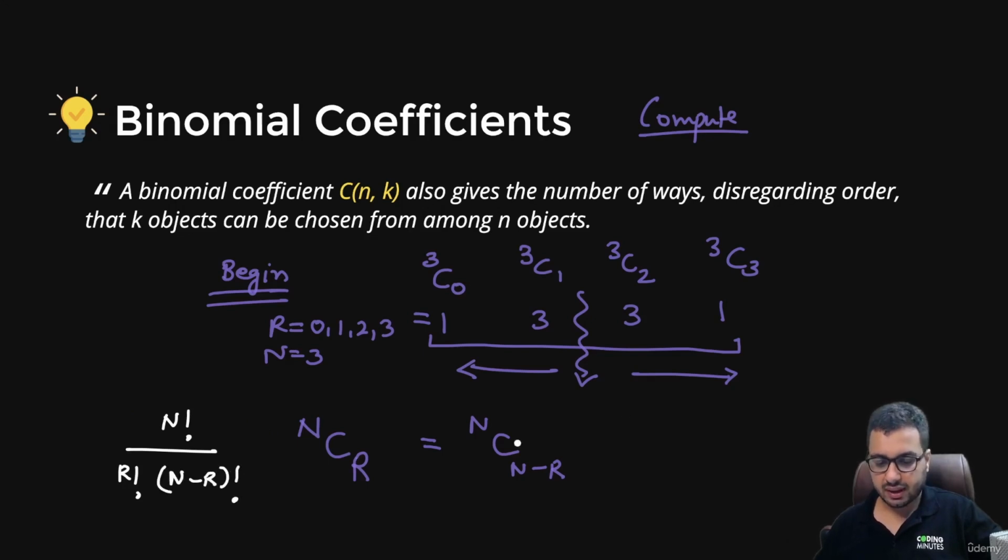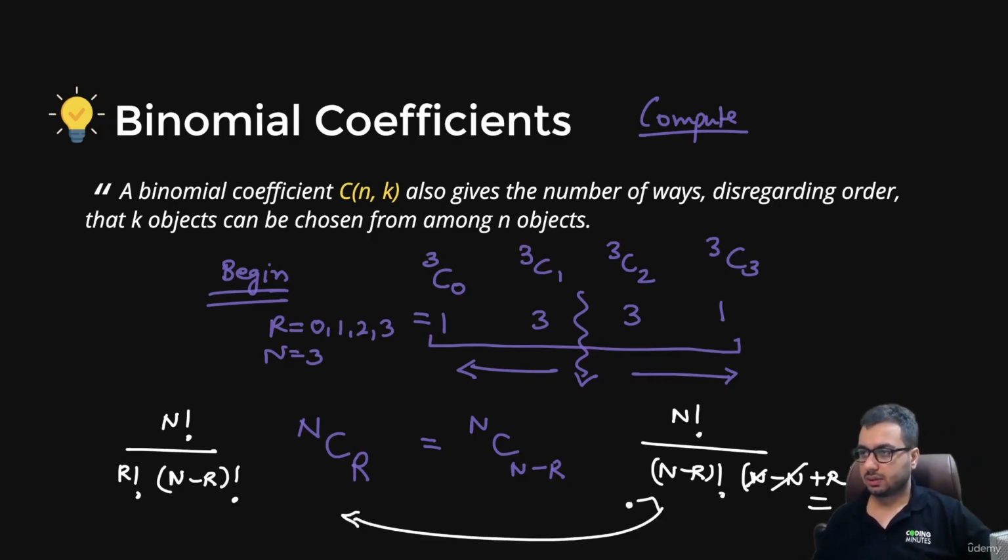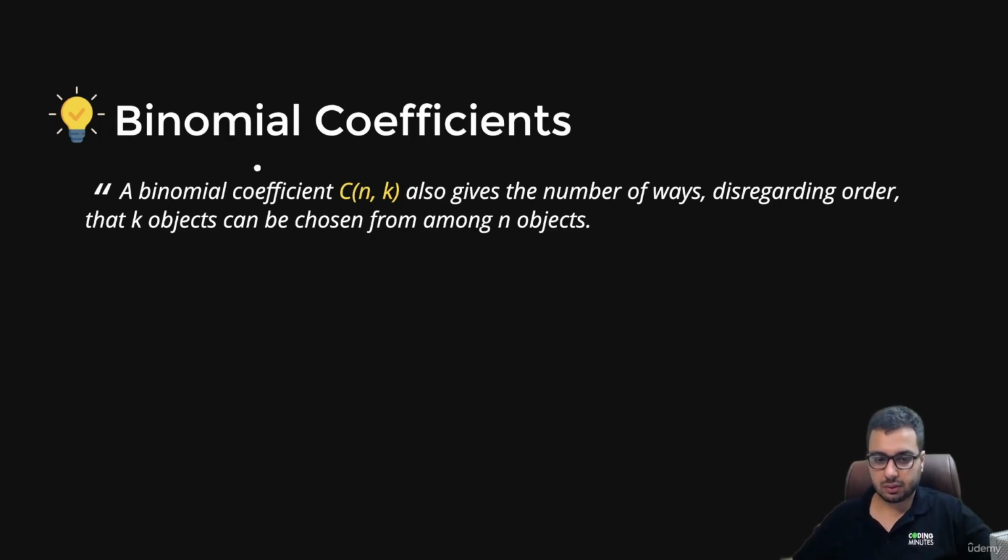And what is nC(n minus r)? It is n factorial divided by n minus r factorial, divided by n minus (n minus r) factorial. The n minus n plus r factorial is r factorial. So if you look carefully, these two are the same. That means these binomial coefficients are symmetric. So we can say nCr is the same as nC(n minus r).